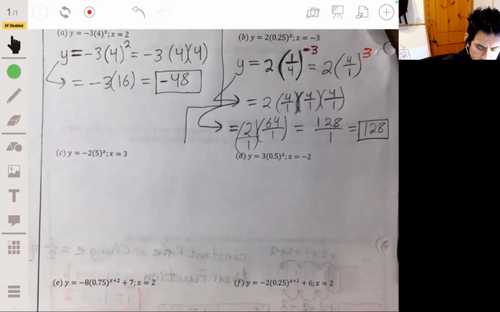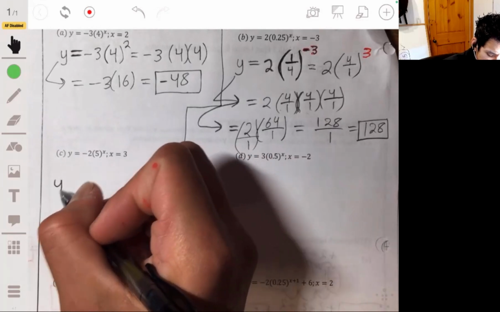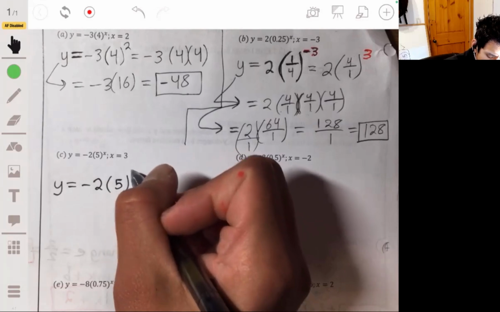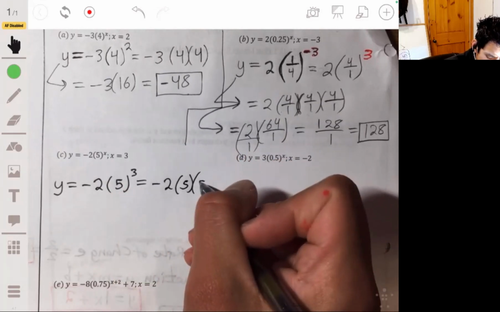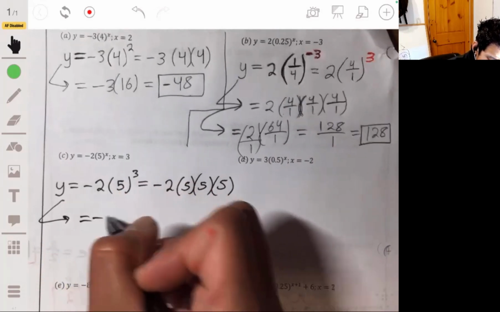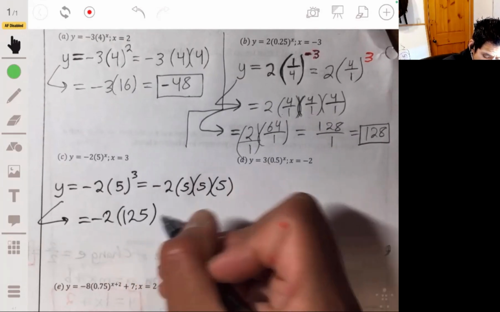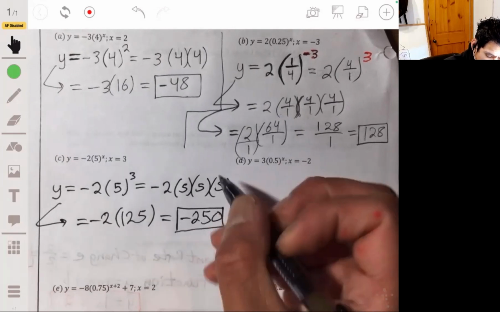Okay, so next we got, use a pen. We're going to evaluate this for 3, and I'm going to go a little faster now since we've gone through some examples. -2 times 5 to the 3rd power is equal to -2 times 5 times 5 times 5, which is -2, 5, 25, 125, and bang, -250. Simple.